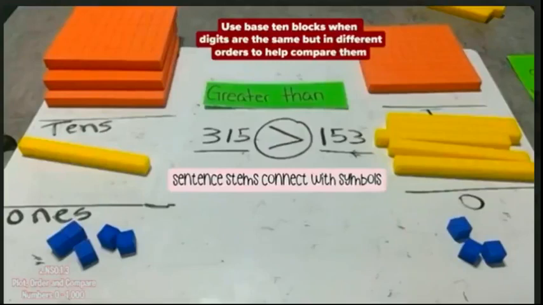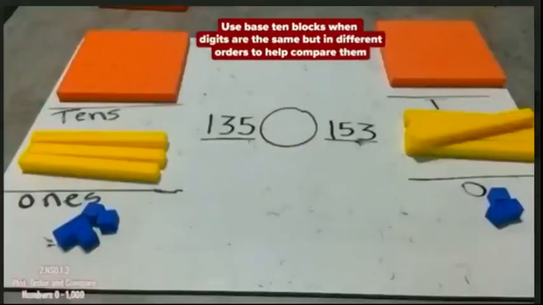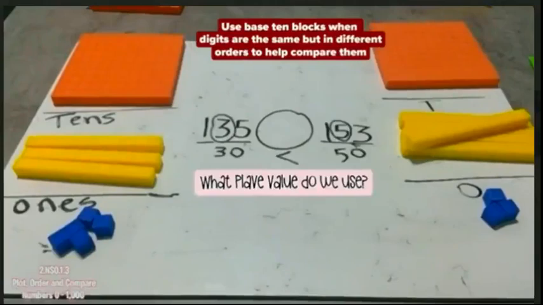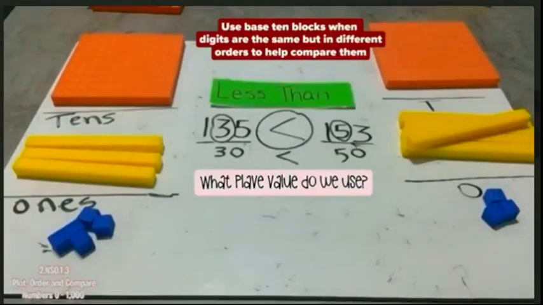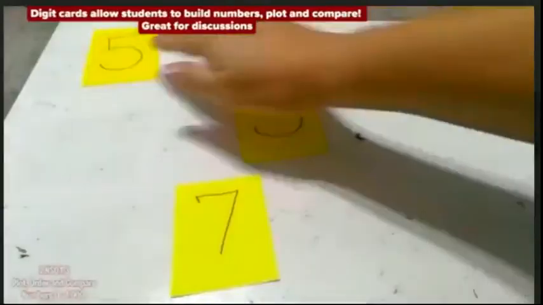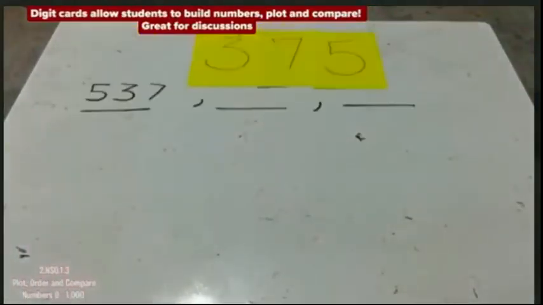Using some sentence stems connect with the symbols, again for students still struggling with the greater than or less than symbol. Here the hundreds are the same, so having the discussion of using the tens place and representing the value that those digits have. Another great strategy is to allow students to use digit cards to build different numbers.